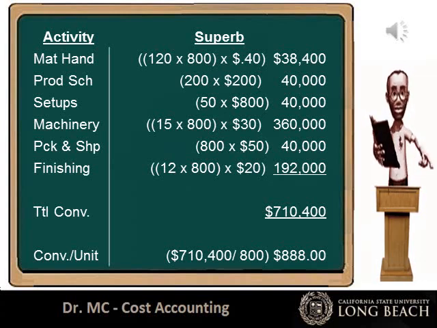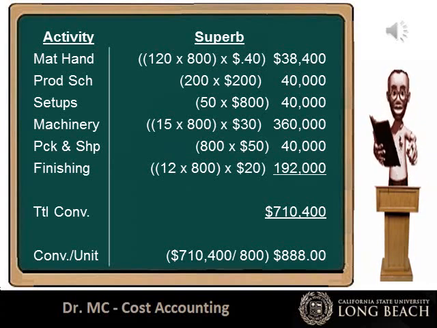The machinery maintenance costs applied to all of the superb units are $30 per machine hour times 12,000 machine hours, which is $360,000. The packaging and shipping costs applied to all of the superb units are $50 per order shipped times 800 orders shipped, which is $40,000. The finishing costs applied to all of the superb units are $20 per direct labor hour times 9,600 direct labor hours, which is $192,000.